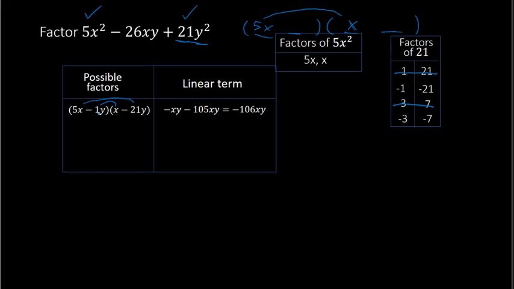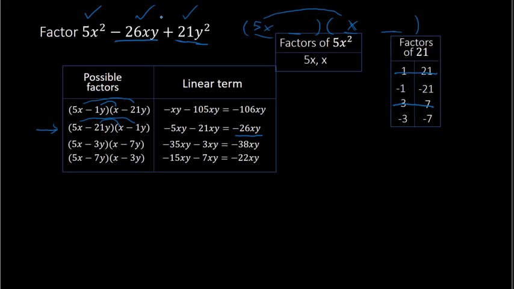So we can try switching the 1 and the 21, so the 21 is with the 5 and the 1 is with the x. So if we try that, we test the inner and outer, we get negative 21xy and then minus 5xy. And look, that would give me negative 26xy, which is what we wanted for that middle term. So here, this would be my correct answer, 5x minus 21y times x minus 1y. And we could double check by multiplying back through, and we'd find that this would be correct. And we could experiment with other ones and find those are not the correct answer, but this second one is.